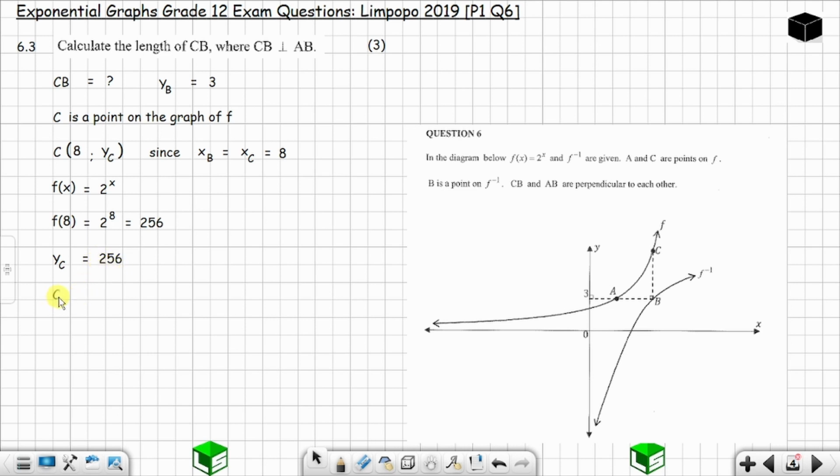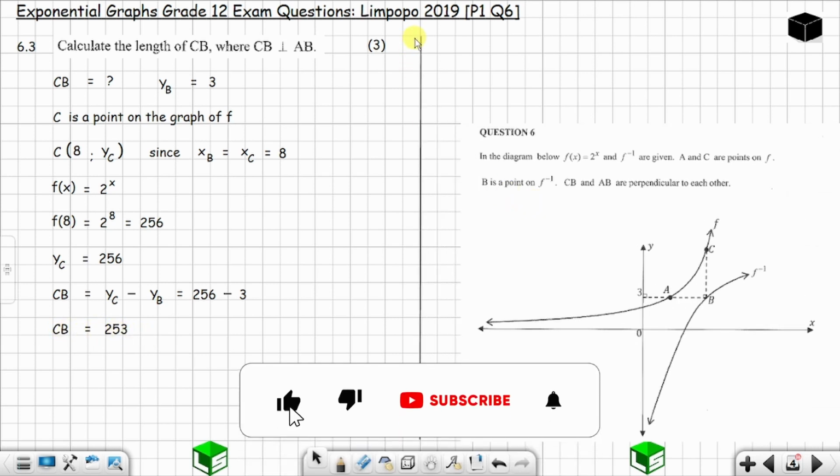And the length CB is equal to the y-coordinate of the point C minus the y-coordinate of the point B. You always start from the top minus what you have at the bottom. This is equal to 256 minus 3. And so the length CB is equal to 253. Let me draw a line here and let's do 6.4.